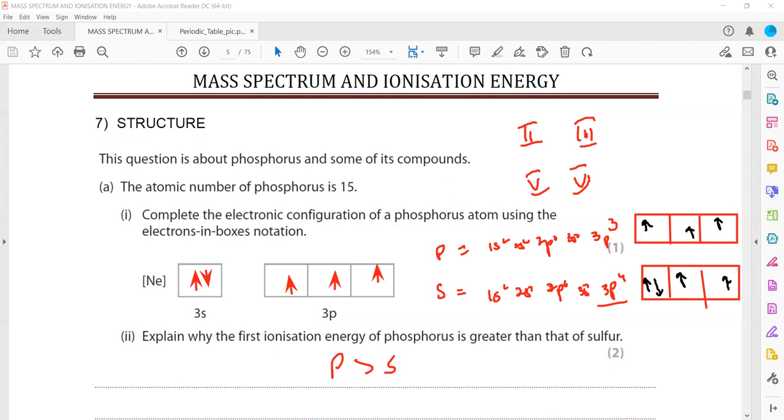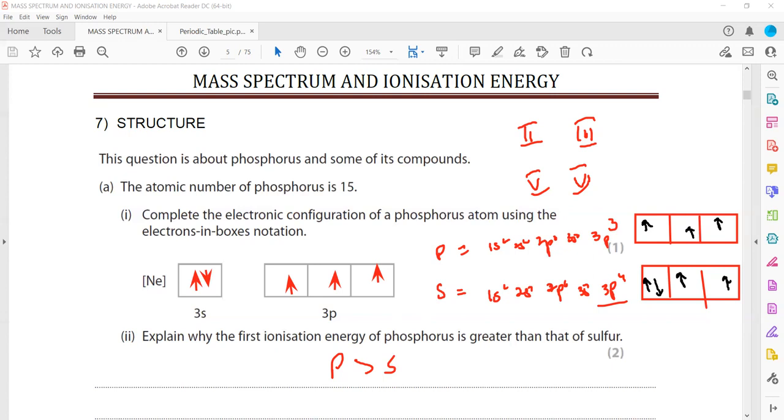So for this question, it's important that you learn the structure of the answer, and understand what points you should include. First you can mention phosphorus has a half-filled subshell, and due to this half-filled subshell, there is minimum repulsion between the electrons. As a result, with unpaired electrons and less repulsion, we need more energy.